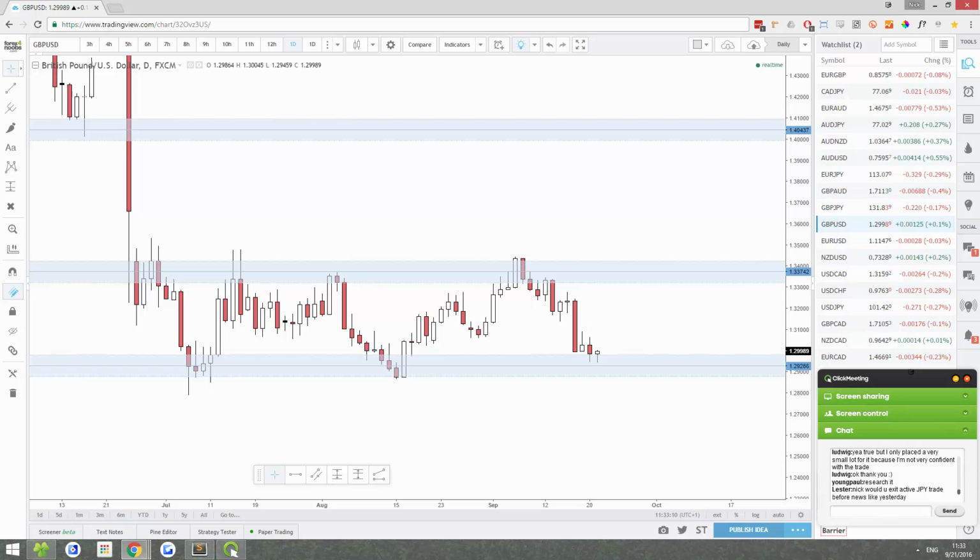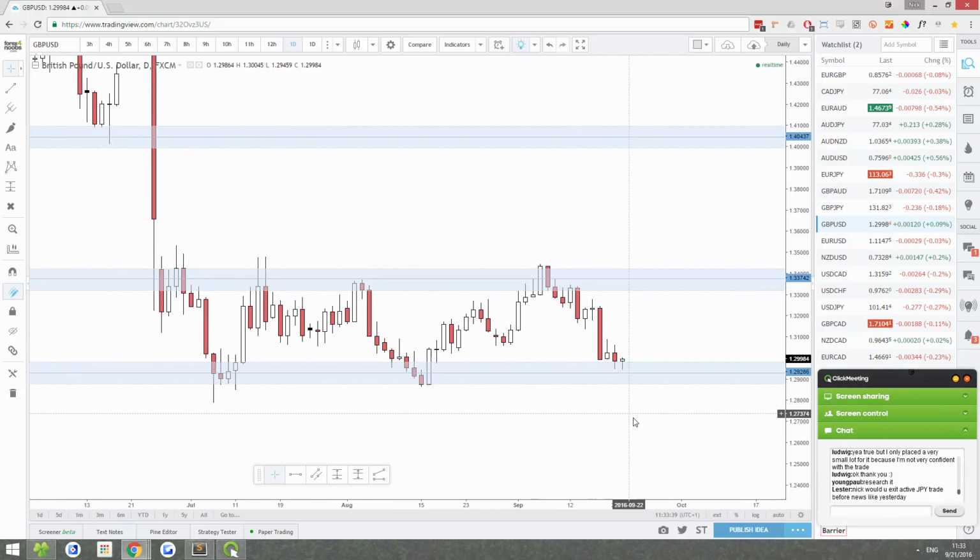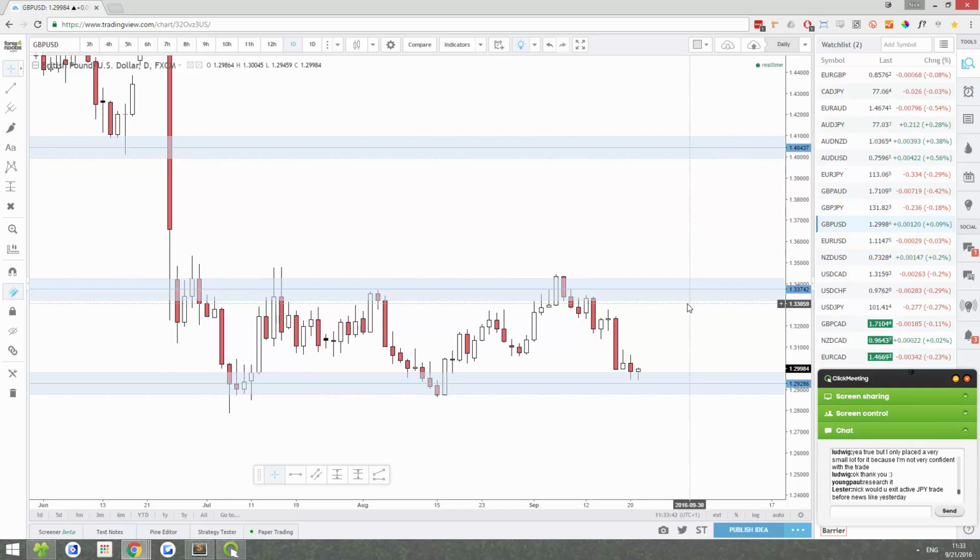Well, there's a few very, very important things about this setup. Can anyone guess what they are? Tell me why this is a pretty strong setup. Lester, I'll answer your question in a bit. Come on, guys, tell me why this is a strong setup. I see 3 of you are typing.